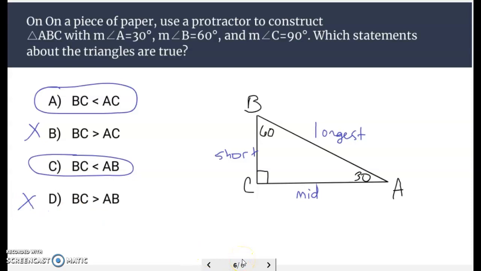So there we go. All right, hopefully these examples showed us a little bit more about triangles and they make a little more sense.